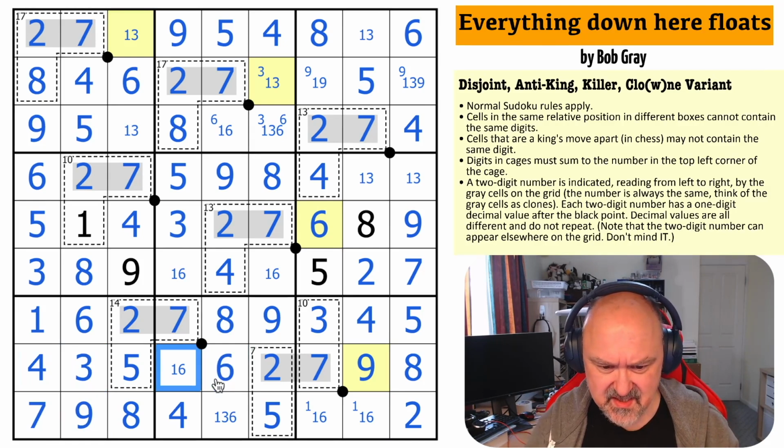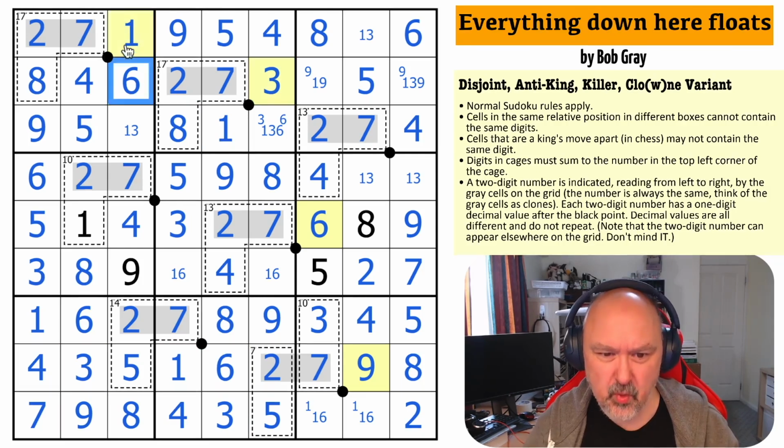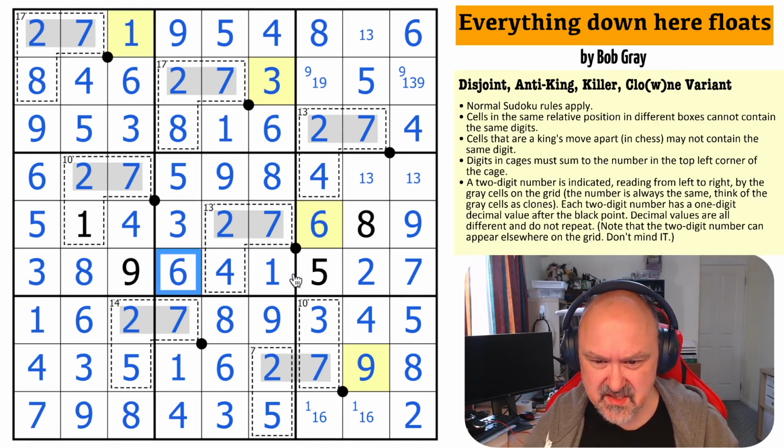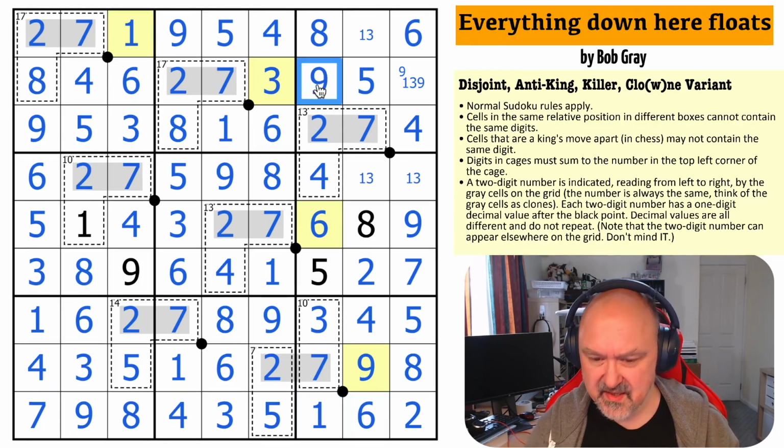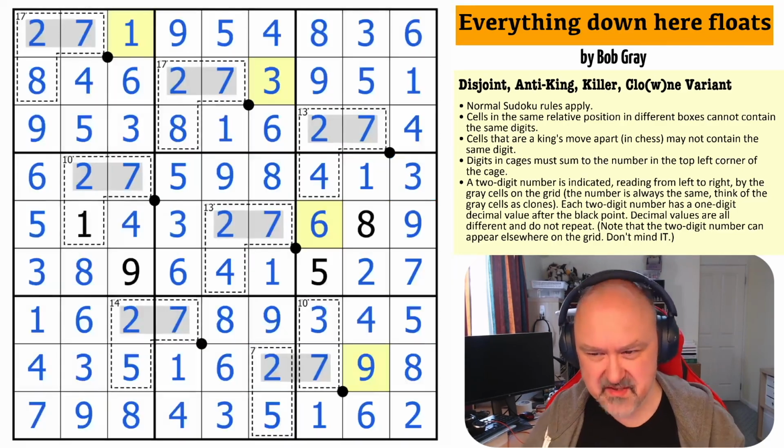That 3 makes this 6, this 1, this 3. The 6 looks up, making this 1, this 3, which makes this 1, which makes this 3. This is now a 6, which looks down, making this 1, this 6. The 1 looks up, making this 9. The 3 looks across, making this 1, this 3, this 1, and this 3. And that is the correct solution to this puzzle.